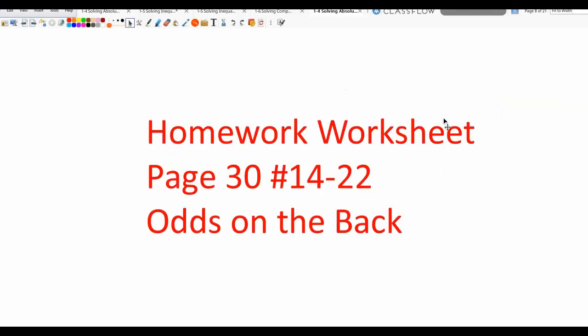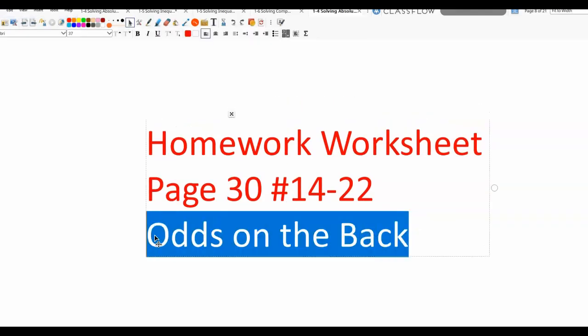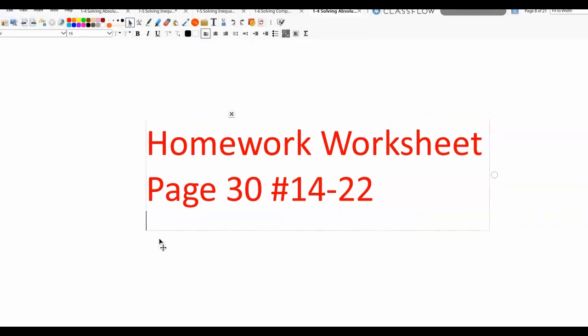Okay, your homework is that next page, front and back in your handout. So it's a worksheet, and then it's the textbook problems. It's that worksheet on the front, and then the problems on the back. It's only 14 to 21, not 22. I got rid of the word problem. So it's the 14 to 21 on the back, and then the front.